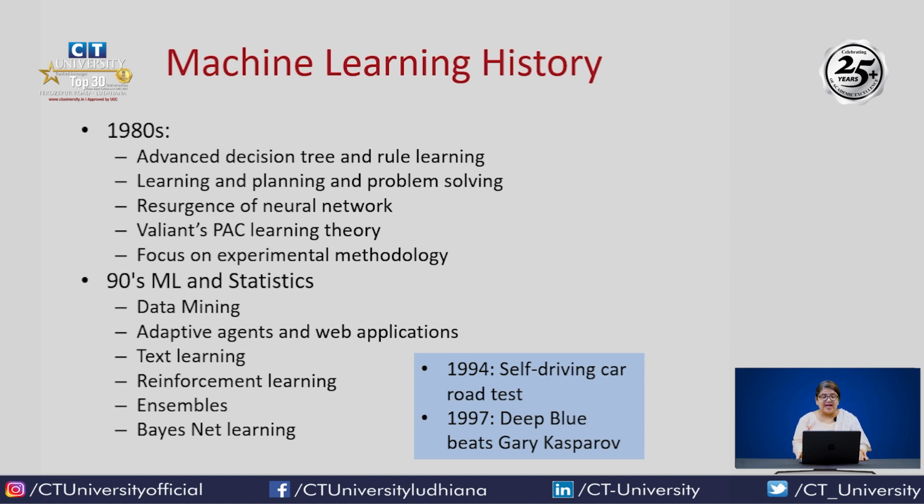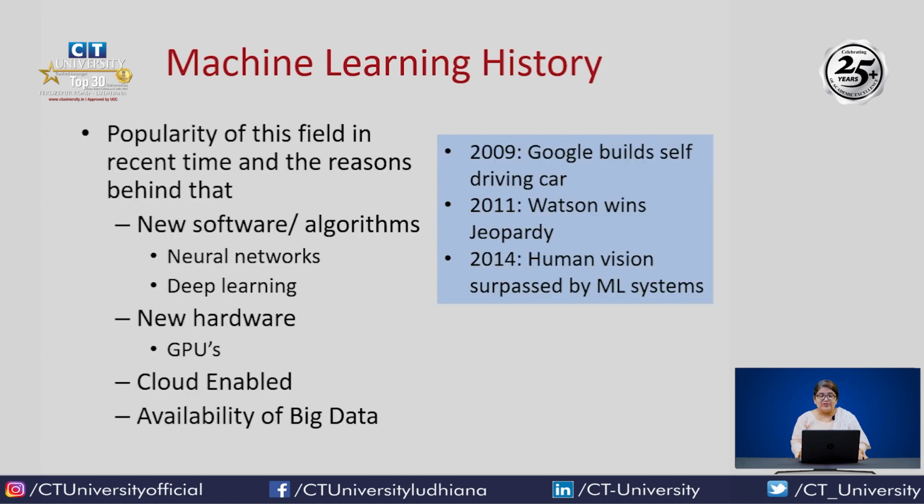In the early 1990s, ML and statistics were used together, and machine learning was used by statisticians in different areas like data mining, adaptive agents and web applications, text learning, reinforcement learning, and sampling-based learning. In 1994, the self-driving car was launched and road tested. And in 1997, Deep Blue beat Garry Kasparov. So this was the history, and the popularity of this field in recent times has grown very much.